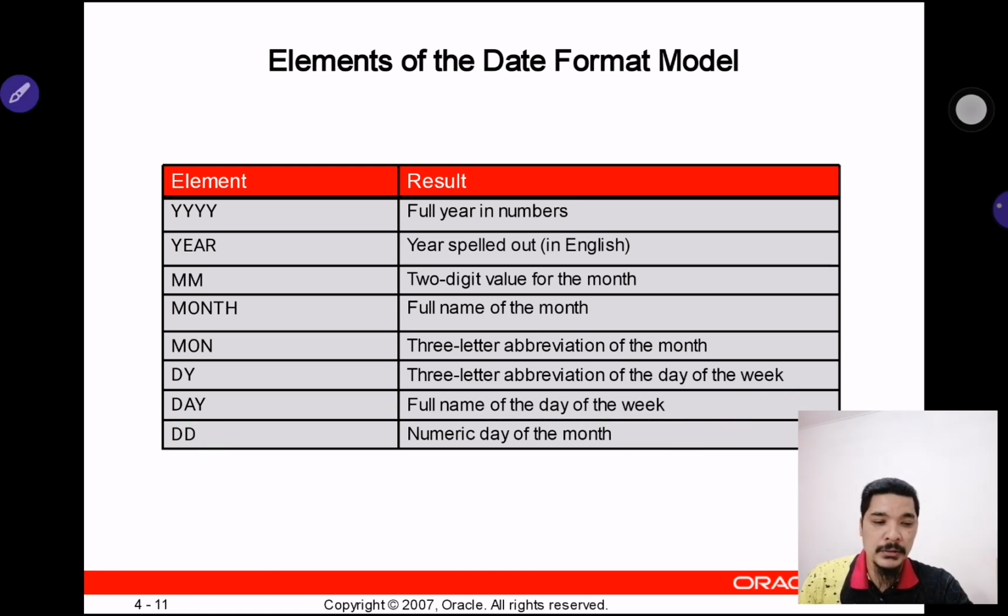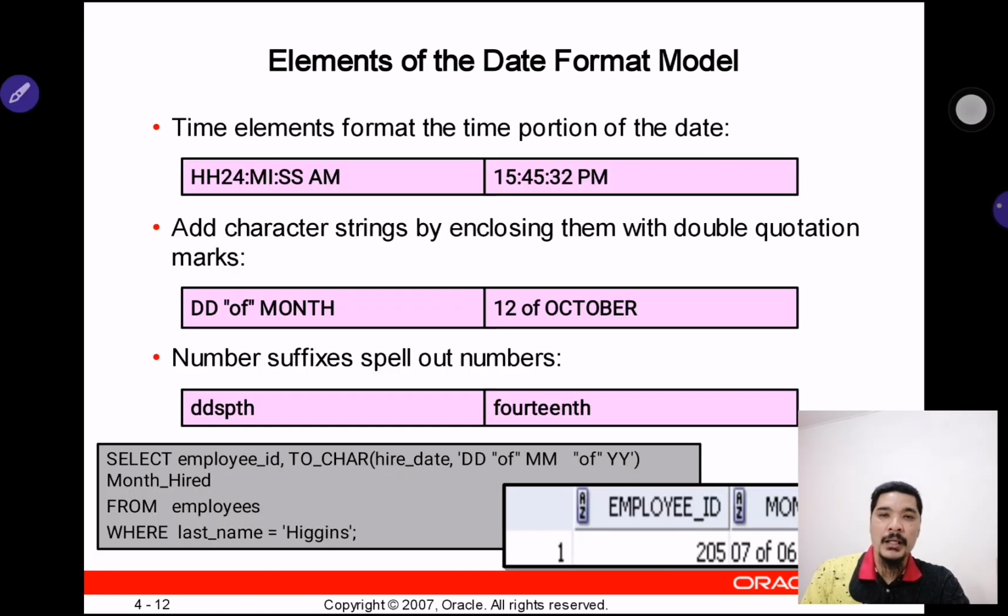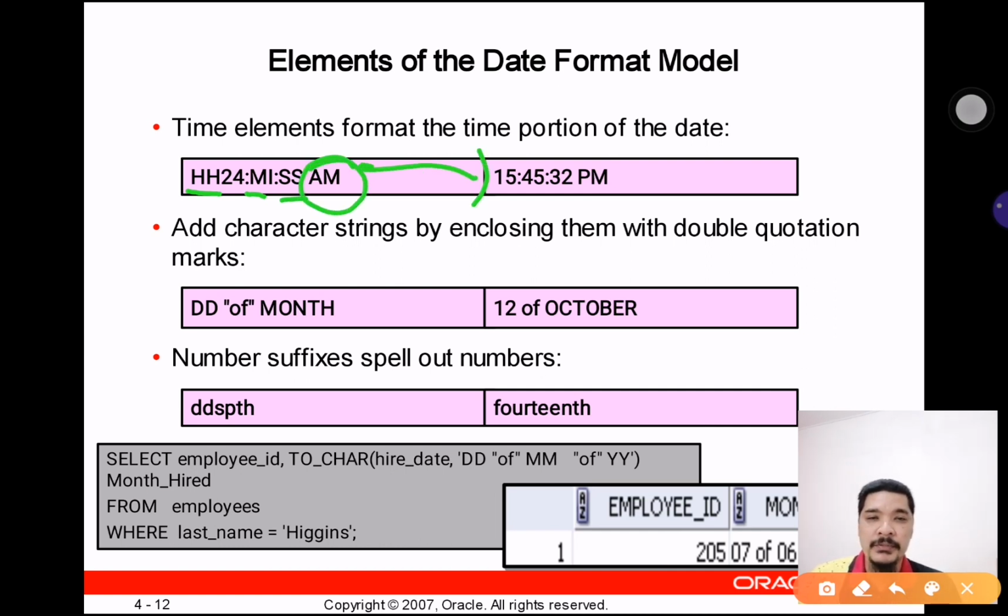Let's move to the example here, the elements of the date format model. Time elements format the time portion of the date: hour, minute, seconds, AM or PM. So we will convert into this element. 15 means 3:45, 32 seconds, evening, PM. You can also add a character string by enclosing it with double quotation marks.